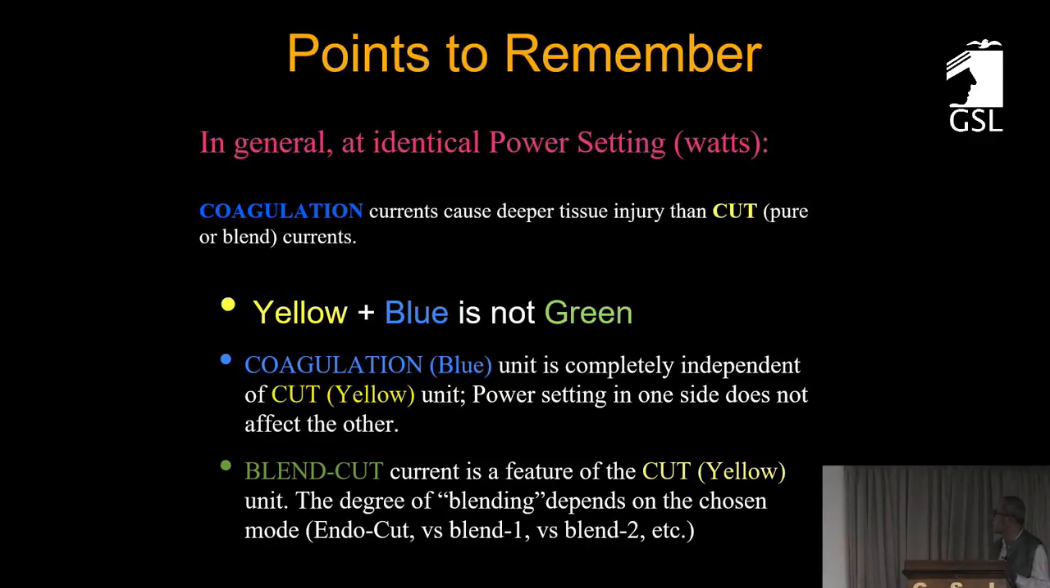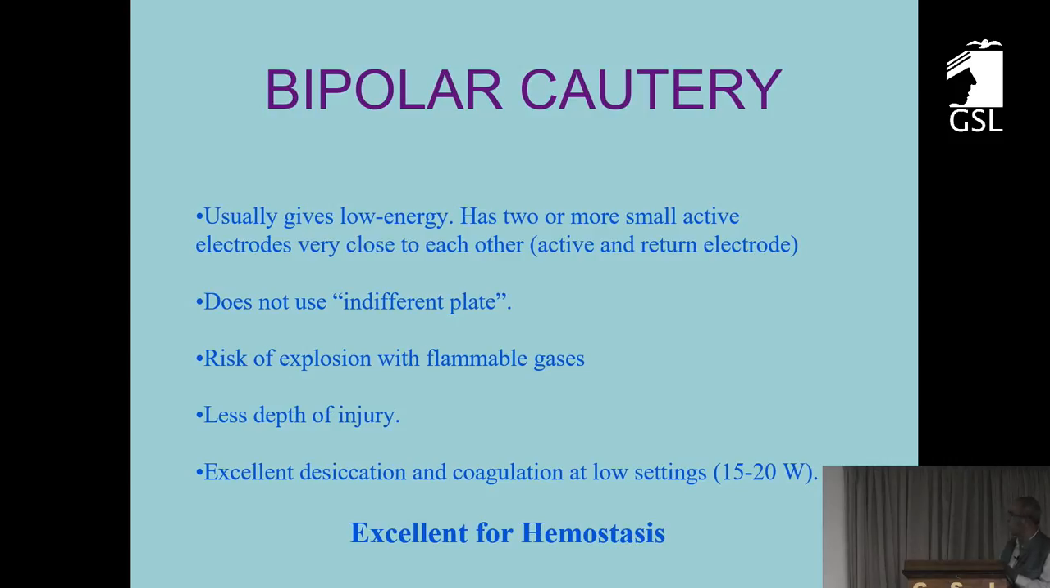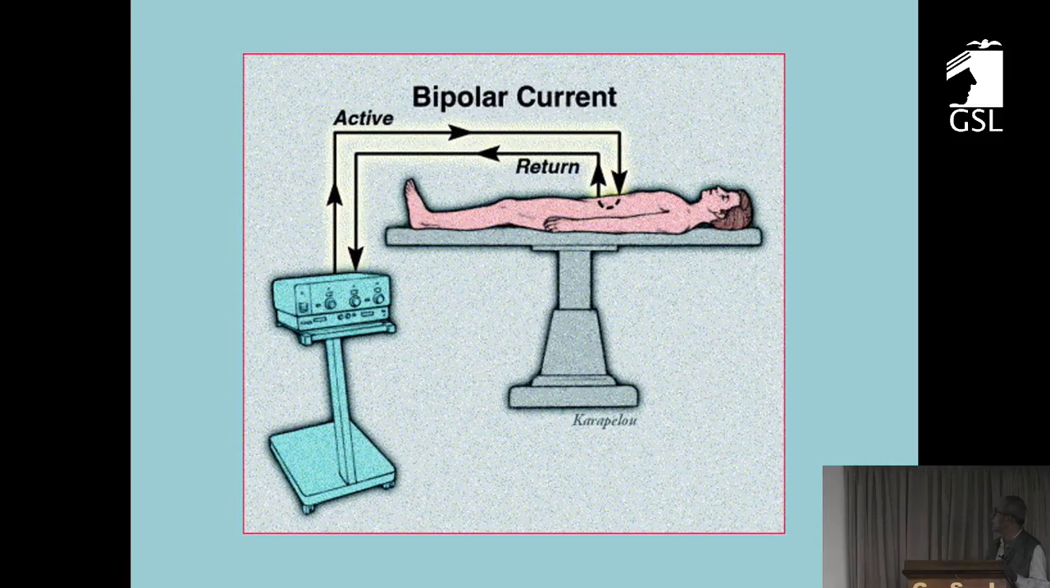Now we come to bipolar cautery. It usually gives low energy, has two small active electrodes very close to each other, that is the active and the return electrode, and does not use an indifferent plate. There is a risk of explosion with flammable gases, less depth of injury, and it is excellent for desiccation and coagulation at low settings. This is excellent for hemostasis. So that is how the bipolar current traverses.